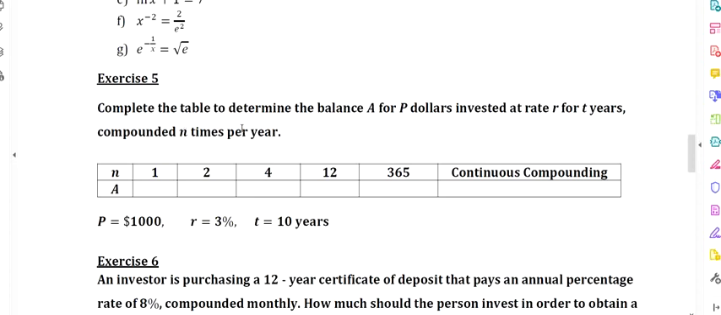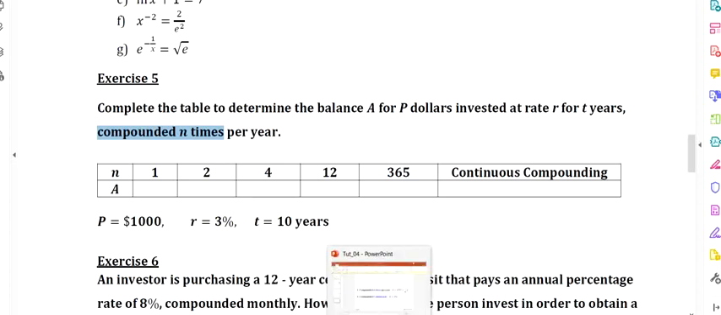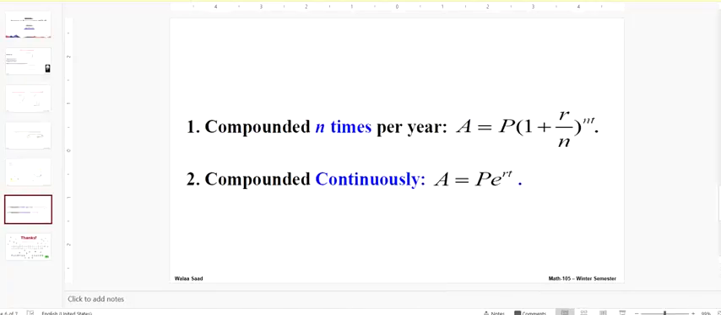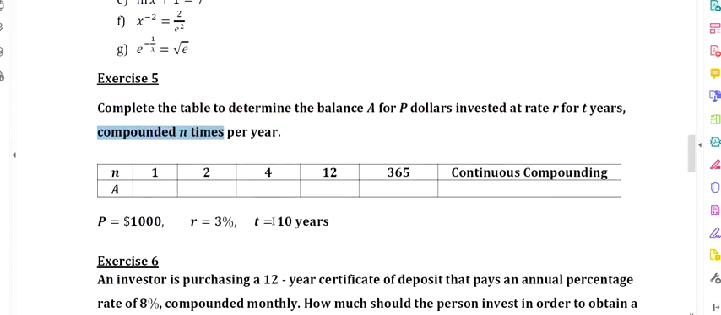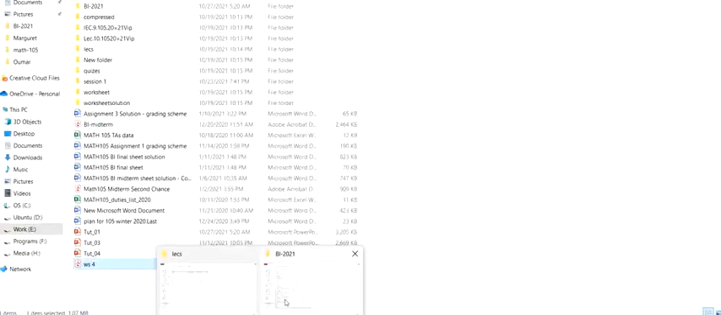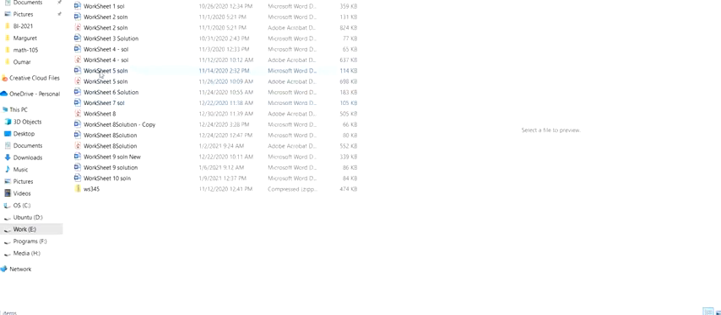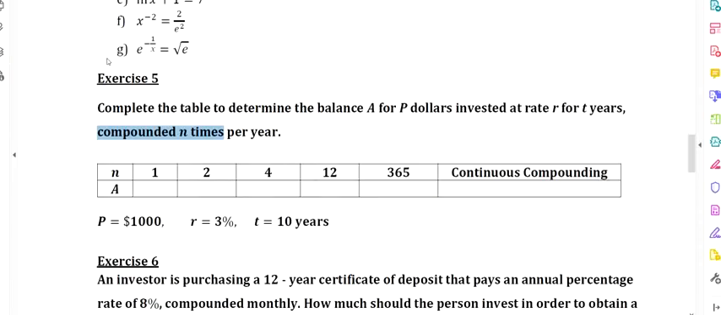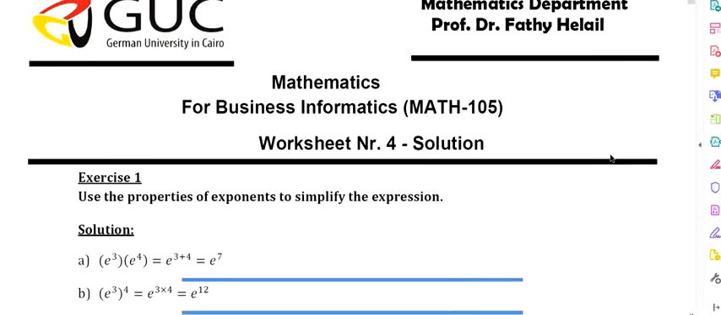Complete the table to determine the balance A for P dollars invested at rate R for T years compounded n times. Once it says compounded n times, it means that we will use the formula for compounded n times per year. We will use the first formula directly. So here, let me open the solution.